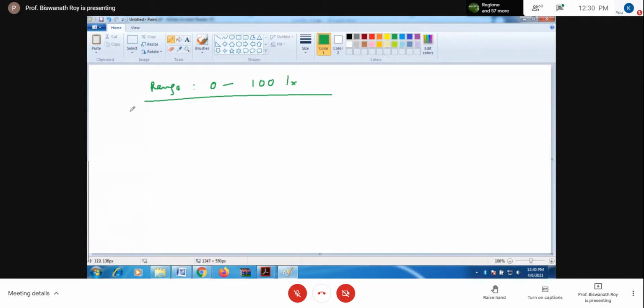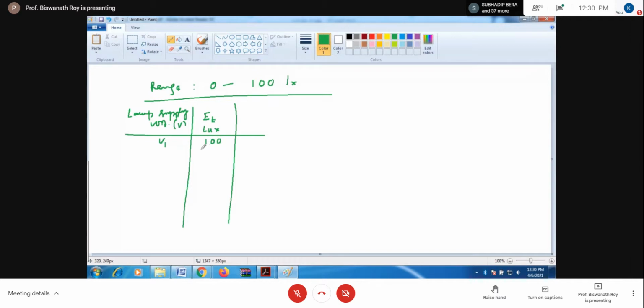So: lamp supply voltage in volts, test lux meter reading in lux, right? Here you adjust the voltage such that the value here is 100. Next, reduce the voltage such that the value here is 90.